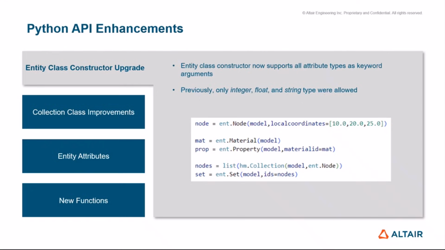In this slide here, you can see a little snippet of 3 different situations. We're creating a node, and directly in the constructor, we are passing the local coordinates attribute with a Python list. The second example is where we're defining a new property and directly passing it a material object as the material definition. And last but not least, we're showing a set creation where we're passing as the IDs, as the list of entities defined there, a list of entity objects coming from the collection. So all in all, you can predefine everything in one hit. You don't have to create the object first and then follow up with defining the attributes in subsequent lines of code.